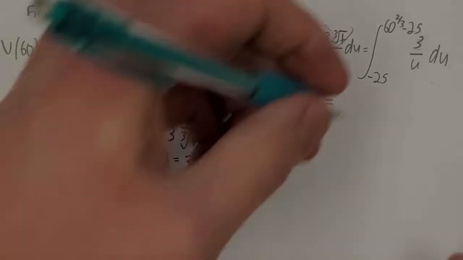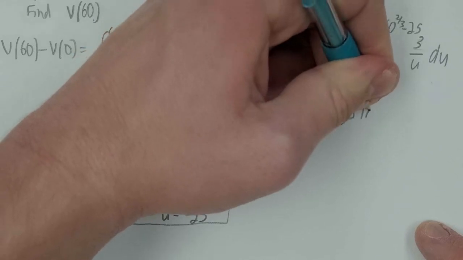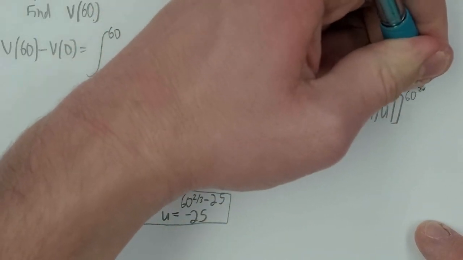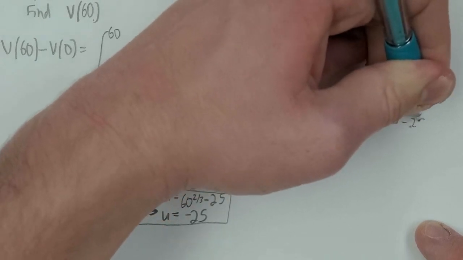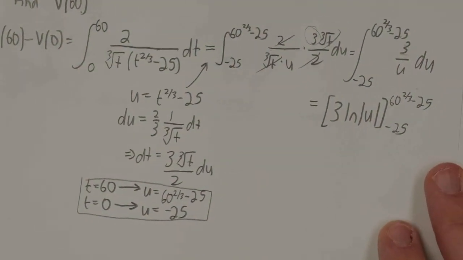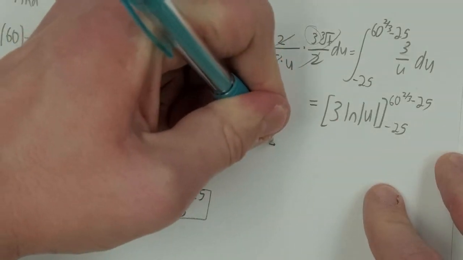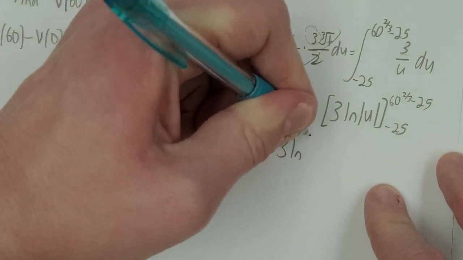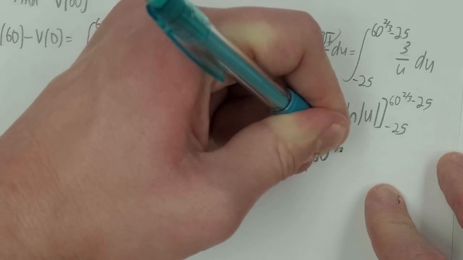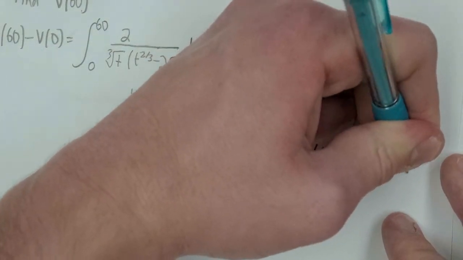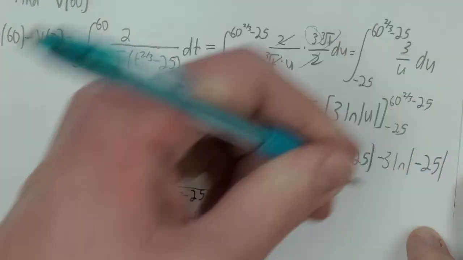Absolute value, right. In this case, we actually do need the absolute value here, and you'll see why in a second. So here's our bounds. So then if we apply the fundamental theorem of calculus, then what you notice is that this is 3 times natural log of the absolute value of 60 to the 2/3 minus 25, then minus 3 times natural log of the absolute value of negative 25.